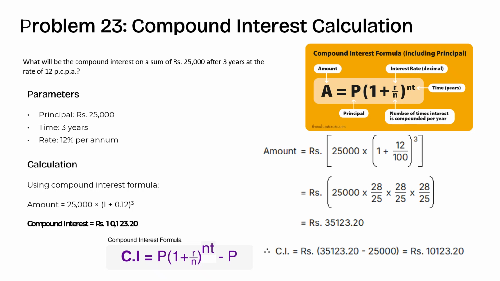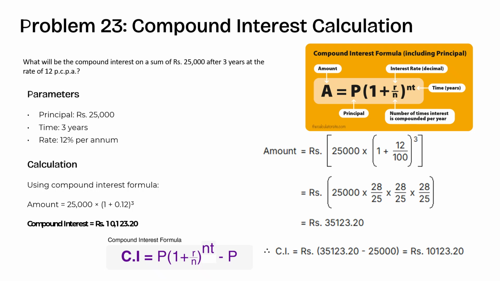If we simplify 25,000 into 1 plus 12 by 100, it comes to 28 by 25. So 28 by 25 into 28 by 25 into 28 by 25. Solving this problem, the final answer will come to 35123.20.